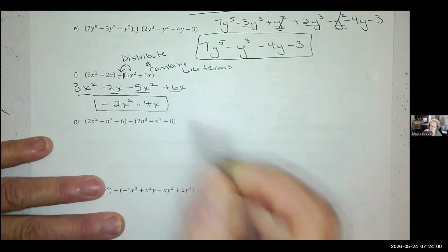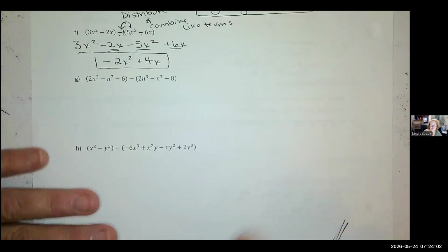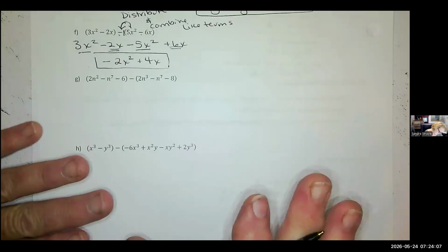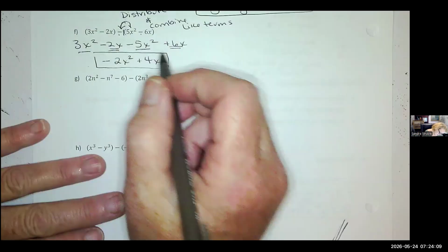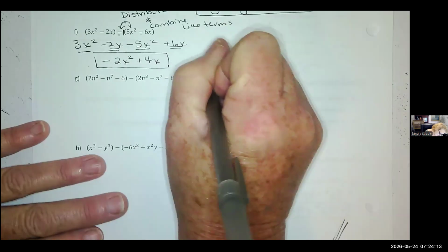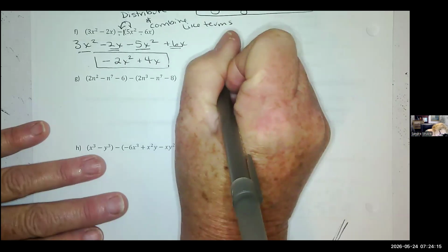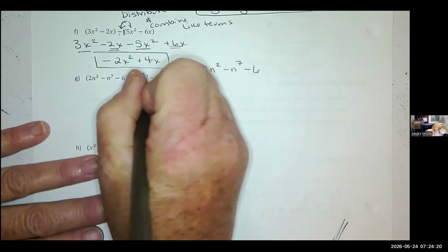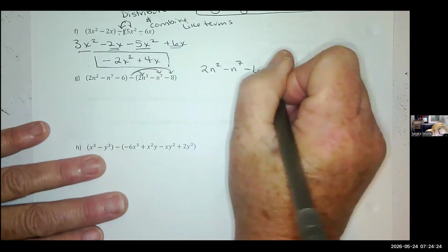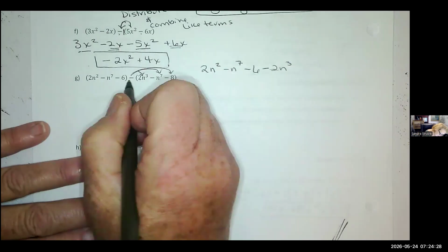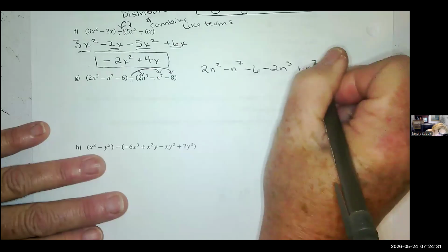Okay, attempt this next one yourself. Distribute your negative, combine like terms. Hopefully you're doing that without me having to say so. So I'm just going to bring the 2n squared minus n to the 7th minus 6. And now I'm going to distribute that negative to all 3 terms. Negative times positive is a negative. Negative times a negative is a positive, and then negative times a negative is a positive.